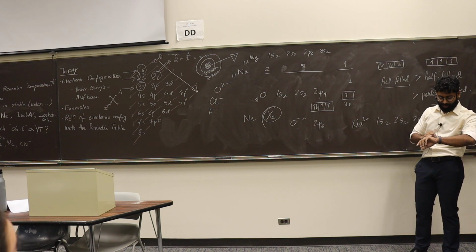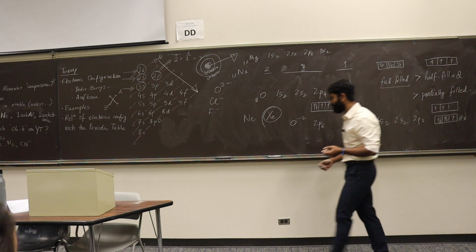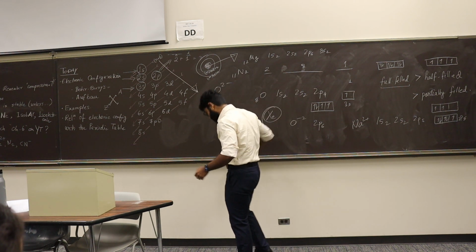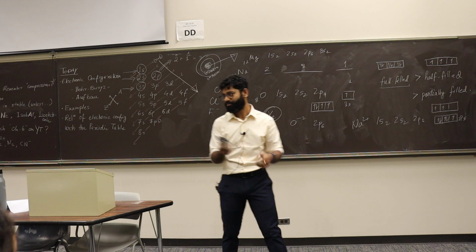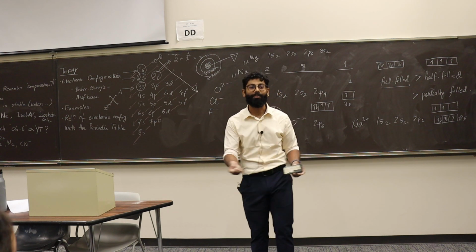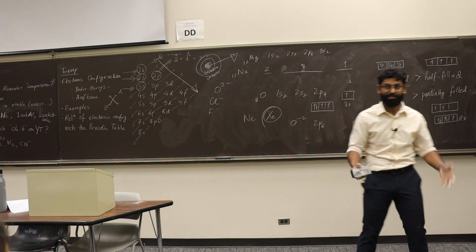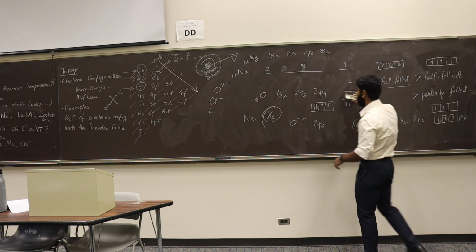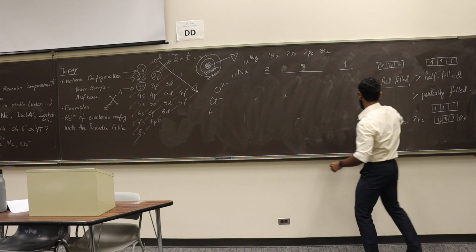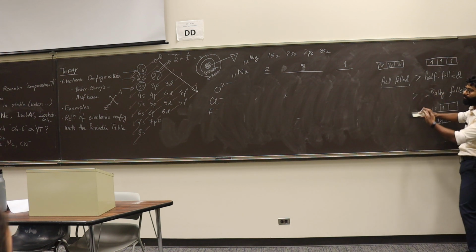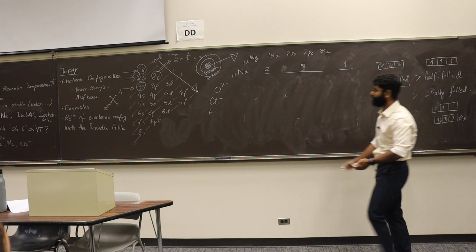Now let's try iron, because iron is important for Earth scientists and Mars scientists. Iron is very common, so iron is there in the core, so understanding iron is important. It's the same thing. I'm not going to tell you anything new.